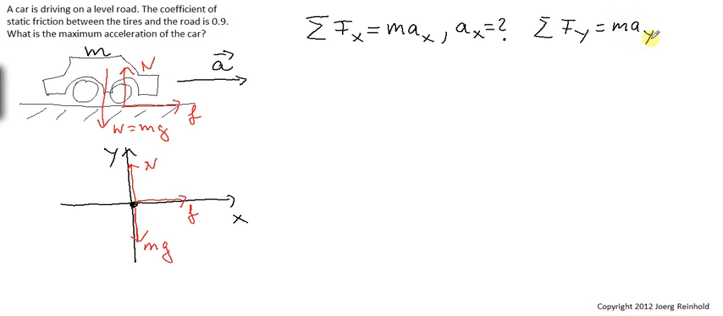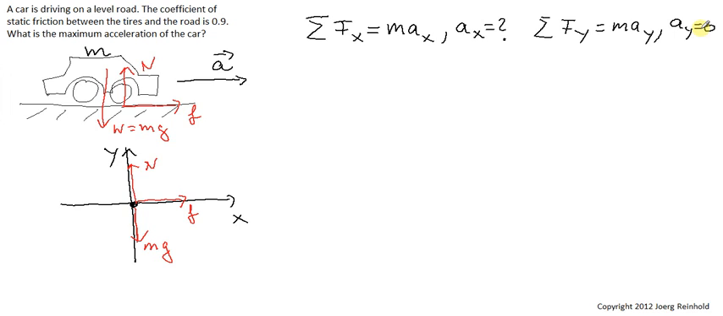Now we can apply Newton's laws. Newton's laws tell us that the sum over all forces in the x direction equals m a_x. And this is what we're looking for. We're looking for the x component of the acceleration. The sum over all forces in the y direction equals m a_y. Now, because the car is supposed to stay on the road, so it's not lifting up, the acceleration in the y direction is 0.